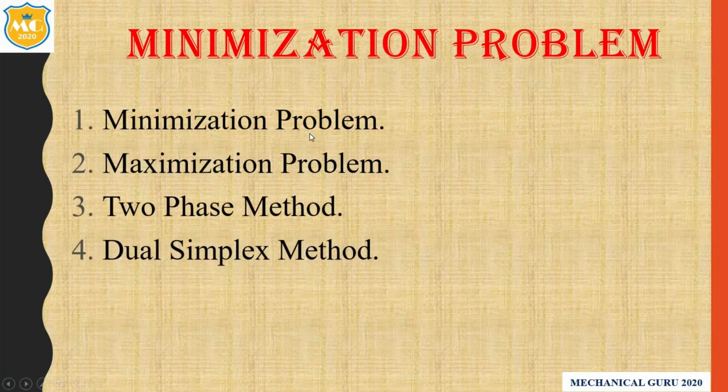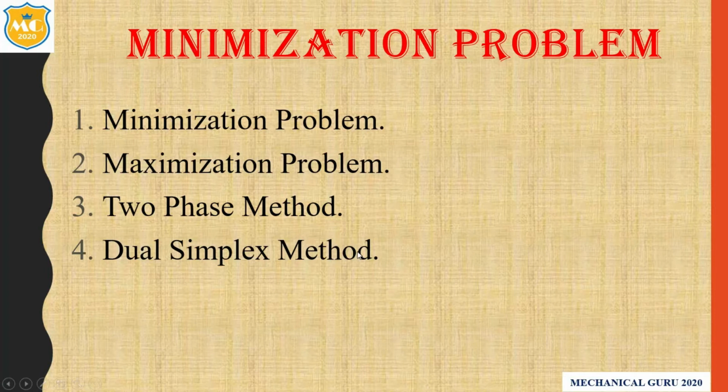In the first, the minimization method, it is simple: if the problem is minimization, we solve it directly. If you want to solve by the maximization method, just multiply both sides of the objective function by -1, which converts the problem from minimization to maximization, and then we can solve it. Third, the two-phase method: in a minimization problem, if at least one sign is greater than or equal to, or equal to, then we can solve it by the two-phase method.